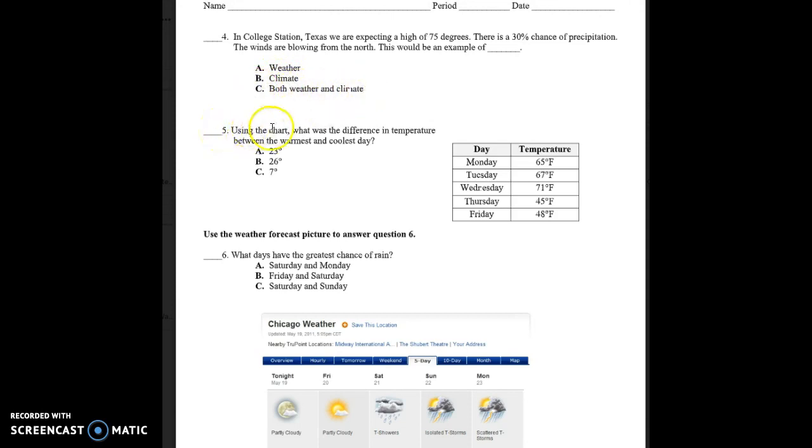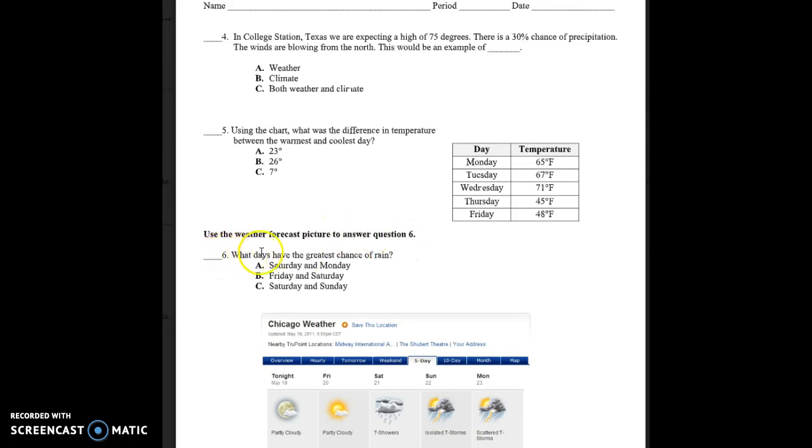Number 5. Using the chart, what was the difference in temperature between the warmest and coolest day? A. 23 degrees. B. 26 degrees. C. 7 degrees. Use the weather forecast picture to answer question 6.